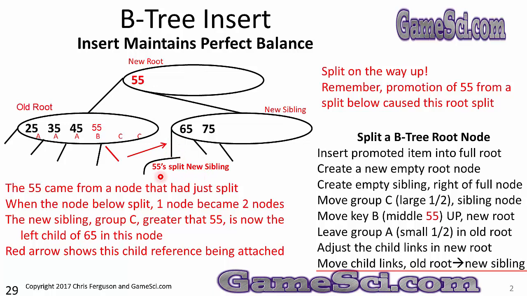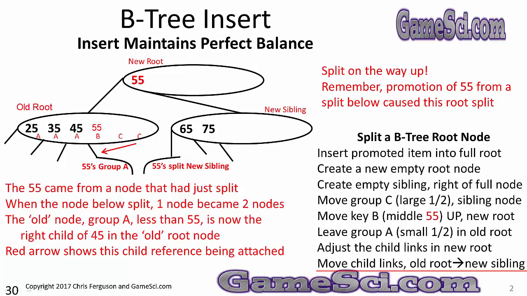This is 55 split's new sibling. We're still adjusting the child links. Because 55 was promoted from below, we've got to be careful how we do this. The 55 came from a node that had just split. When the node below it splits, one node becomes 2 nodes. The old node, which contained group A, those values less than 55, is now the right child of 45 in the old root node. Make sure this points to 55's group A. The red arrow shows the child references being attached.